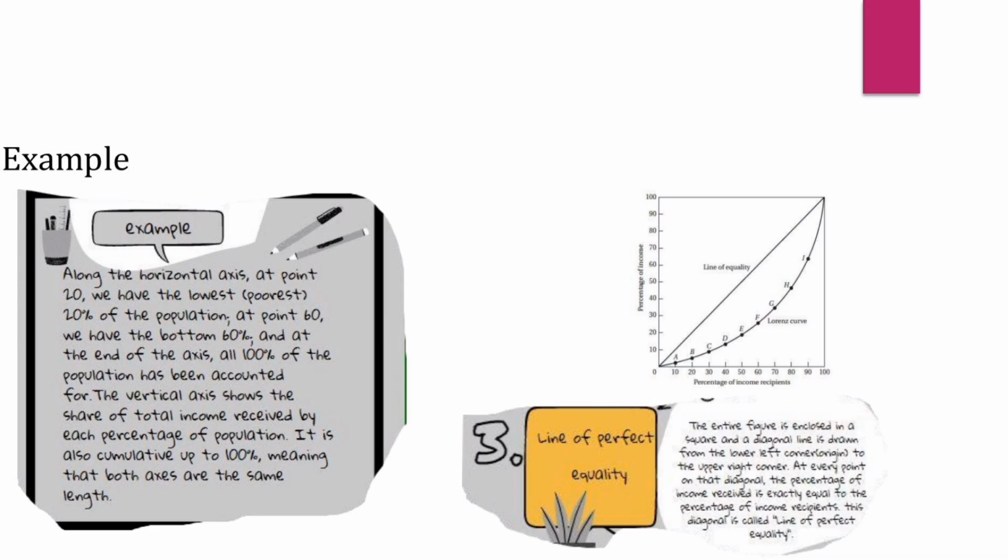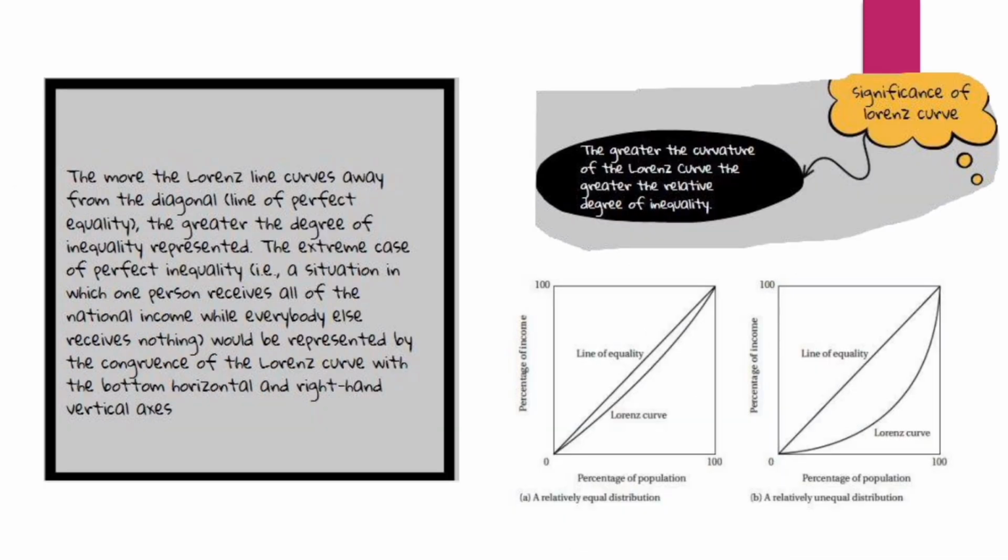The line of perfect equality. To understand income distribution, we compare real-world data to a perfect scenario. The line of perfect equality is a diagonal line that runs from the bottom left to the top right of the graph. At every point along this line, the percentage of income received is exactly equal to the percentage of income recipients. In other words, if the distribution were perfectly equal, 20% of the population would receive 20% of the total income, 60% would receive 60%, and so on. The Lorenz curve bends away from this perfect line, illustrating real-world income inequality. The farther the curve is from the line of equality, the greater the income disparity in a society. By understanding these concepts, we gain insight into how wealth is distributed and why inequality exists.